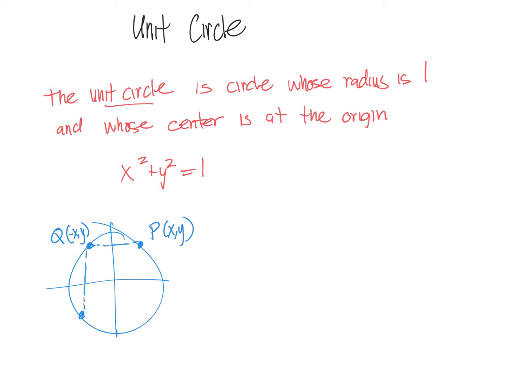Again, don't mind my inaccurate drawing, but R would be negative x, negative y, and then S would be x, negative y. So they all share the same value. The same value for x and y, it's just some of them are positive and some are negative.